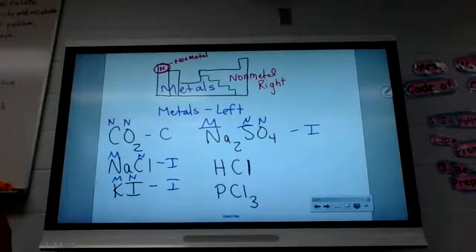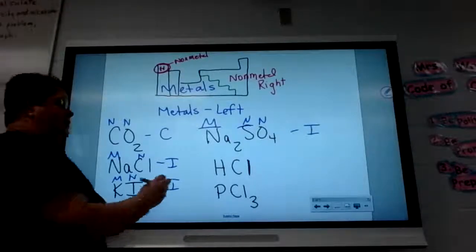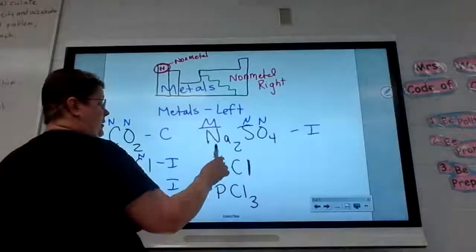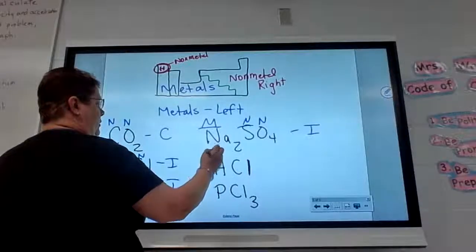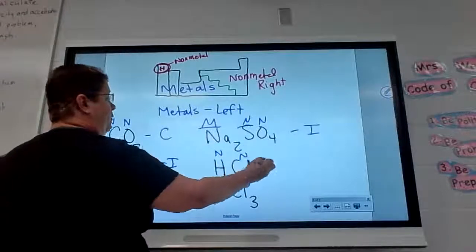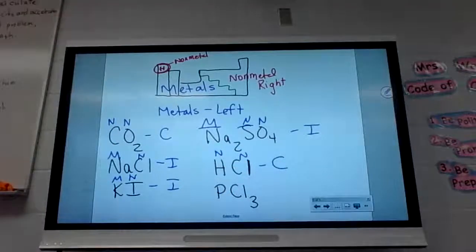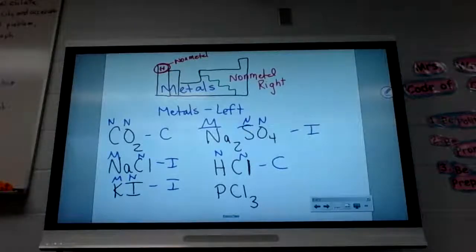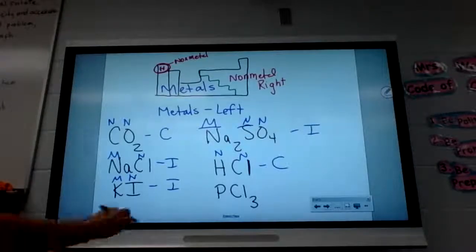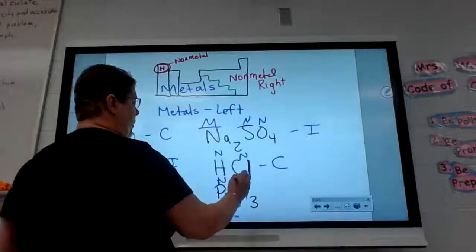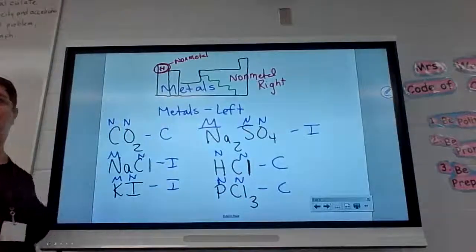HCl, what'd you pick, Trevor? Covalent. All right, this sometimes throws people off. Non-metal and non-metal, so it's covalent. They forget that hydrogen is a non-metal, and so they miss the covalent there. And PCl3, Janiyah. Yes, because it's a non-metal and a non-metal, so it's covalent. Everybody good with the process?